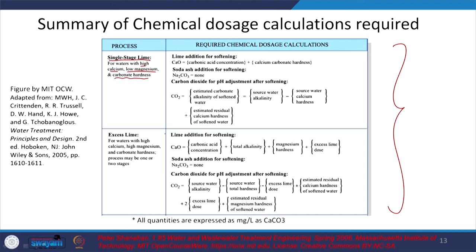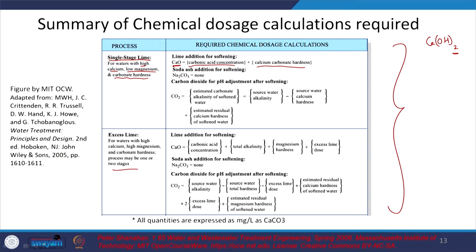So I'm just going to add the relevant lime. How much lime should I add? Here they are talking about lime. In general, when we talk about lime, we are talking about the slaked lime, Ca(OH)2. Rarely will you directly add CaO, which is lime. So carbonic acid and then calcium carbonate hardness, that's it. And Na2CO3, none. Excess lime.